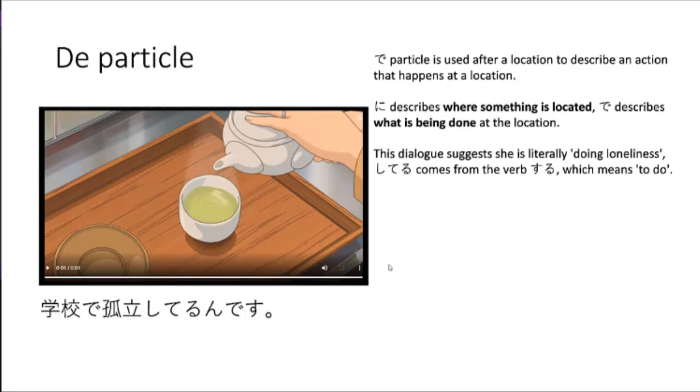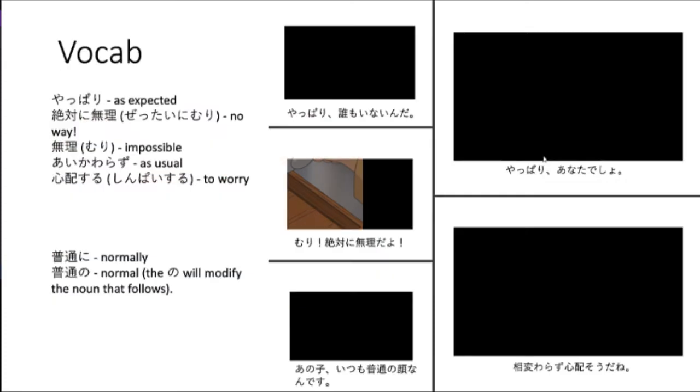So if you were going to say, for example, you're in your room, you would say heya ni iru. But if you're playing your piano in your room, like I was doing earlier, it could be heya de piano o hikimasu. So I'm playing piano in my room. So that's the difference between de and ni. De is the action is done at the location. Ni is just saying that you are at the location, you are located there. So that's the difference between de and ni.